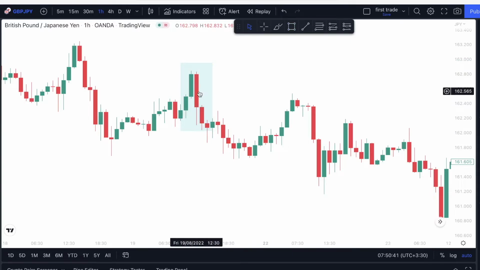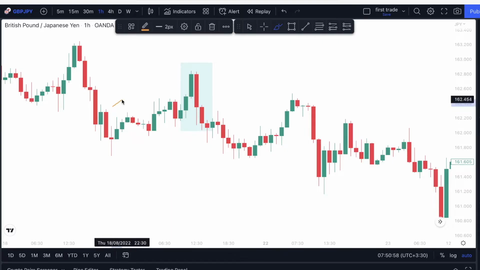Another example: you can see the first candle is smaller and the second candle is bigger and completely engulfs the first candle. Also, we can see more volatility on the second candle. Uptrend here and then downtrend.